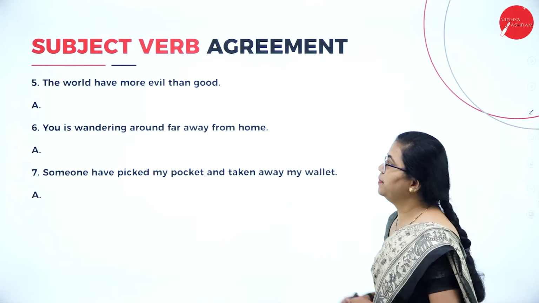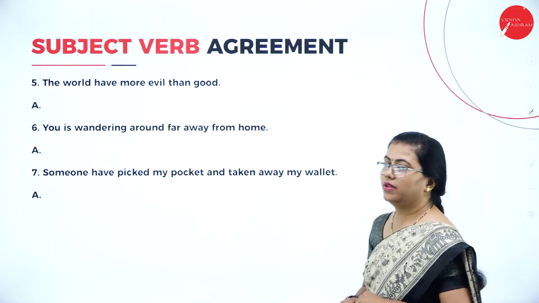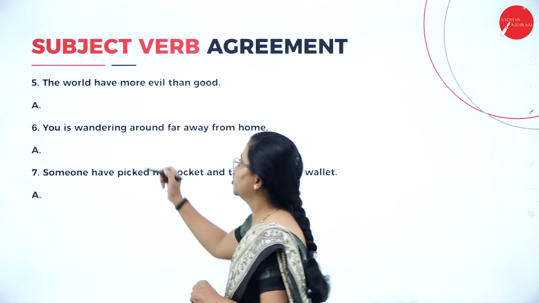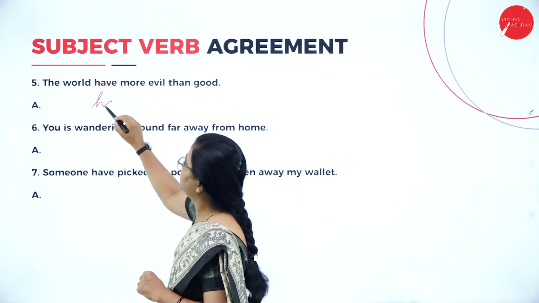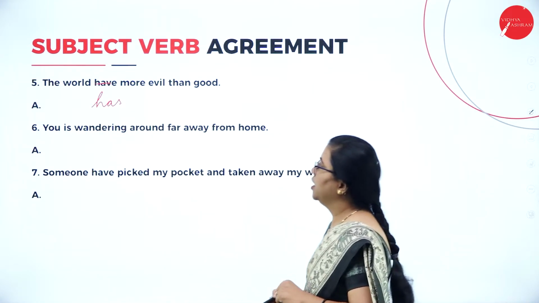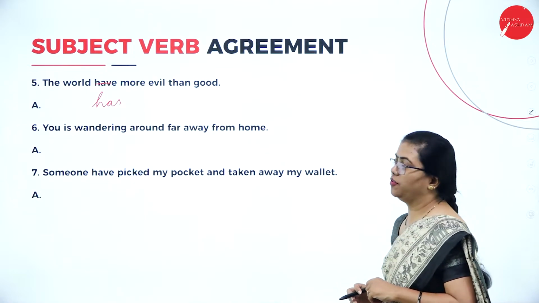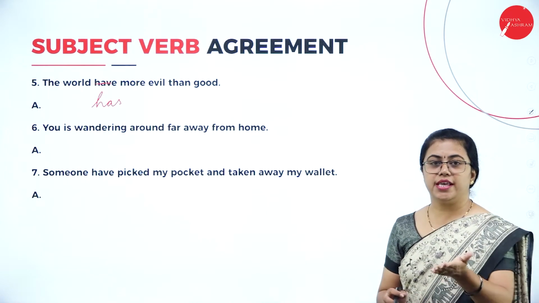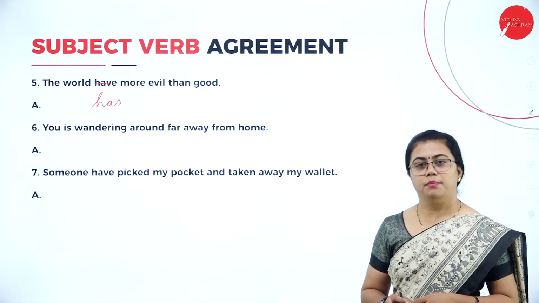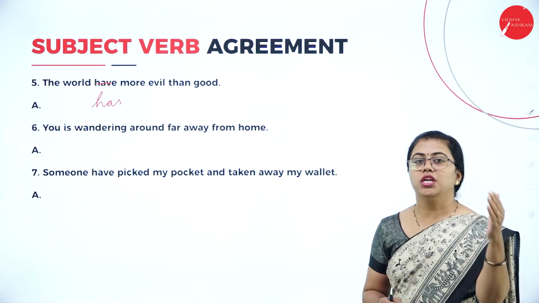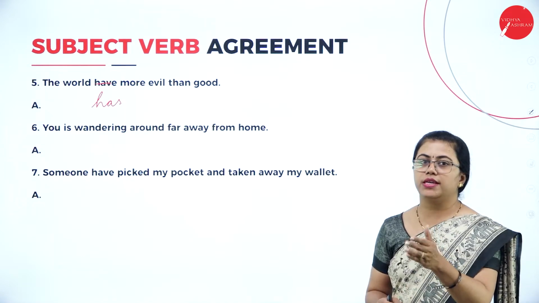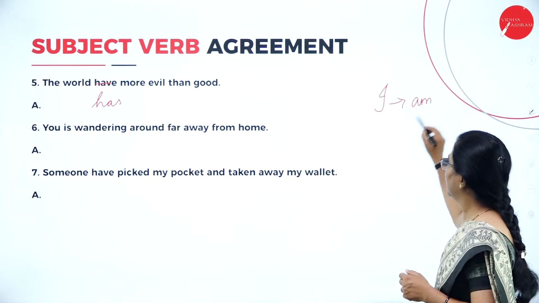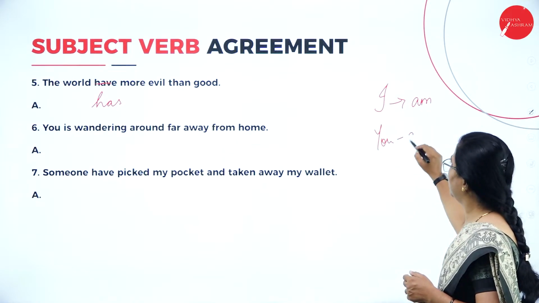A few more examples. The world have more evil than good. World is singular, right? You can't have two, three earths, isn't it? So it has to be has. Next, you is wandering around far away from home. You don't know whether it is singular or plural. If I say you, it can be singular, it can be plural. But whatever it is, along with you, the verb you use, you always have to use are. You know this rule, right? With I, you use am. With you, you use are.